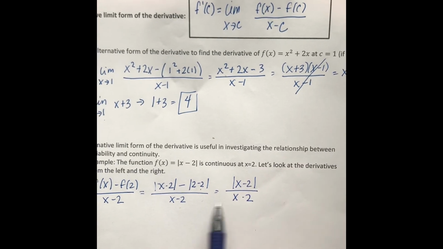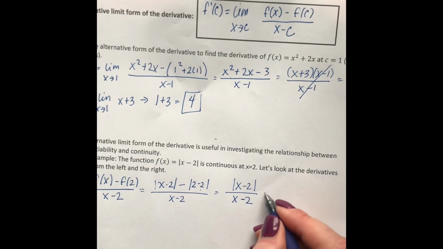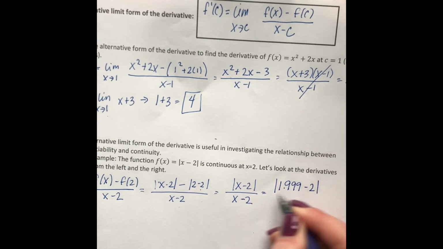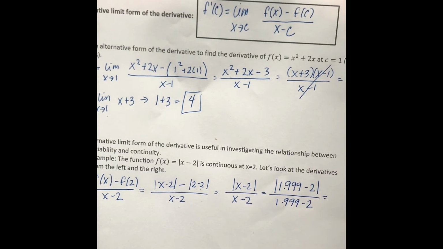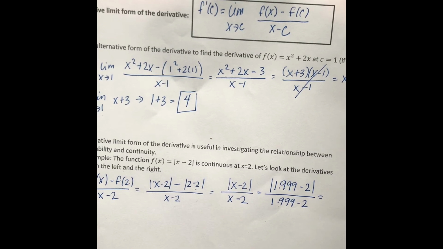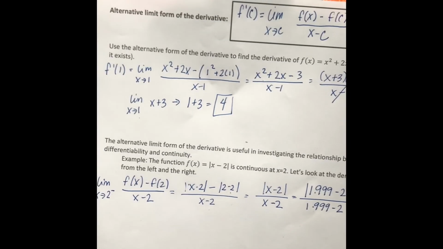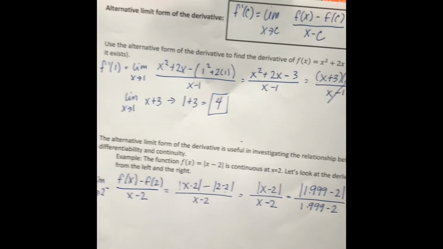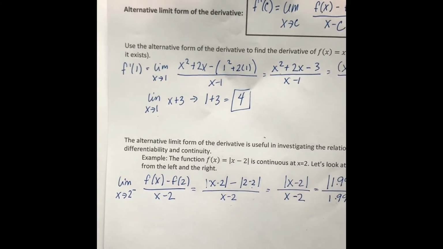So when we plug in numbers, since we're doing the left-hand side, a number on the left-hand side of 2 would be 1.999. So when I plug that in, absolute value of 1.999 minus 2 over 1.999 minus 2, you type that into the calculator, and you're going to get a -1. So we found that the limit as x approaches 2 from the left, using the alternative form of the derivative, to be -1. Now we're going to do the same concept, but since we tested it from the left, we're now going to test it from the right.